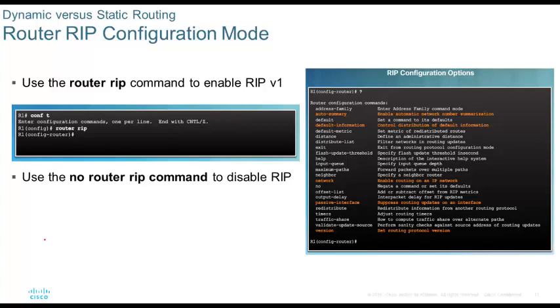Like it is shown here on the screen. You enable RIP like this. If you want to disable it, put it like this. But it has to be done in the same mode where you enabled it. Same global configuration. You don't try from some other mode.